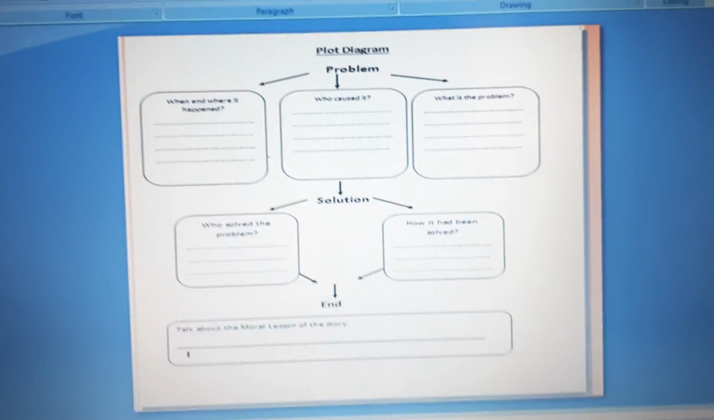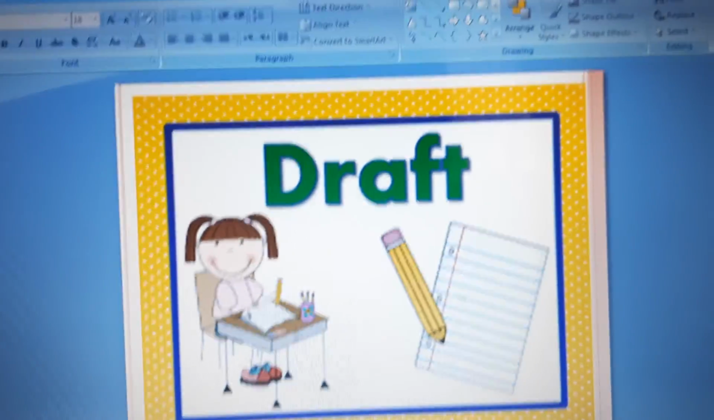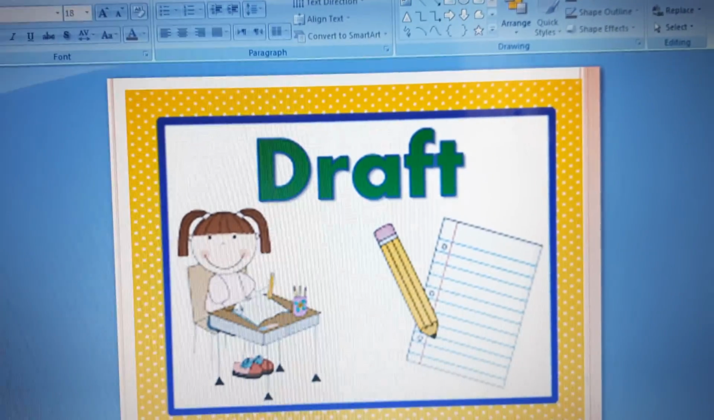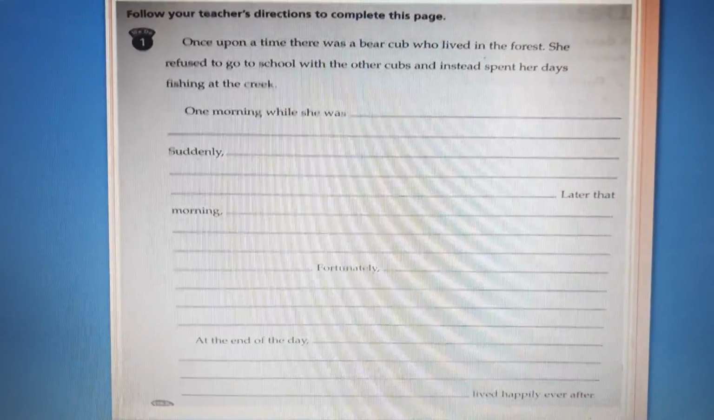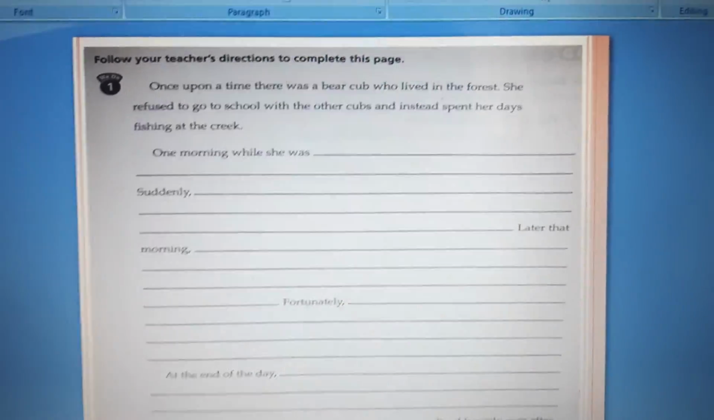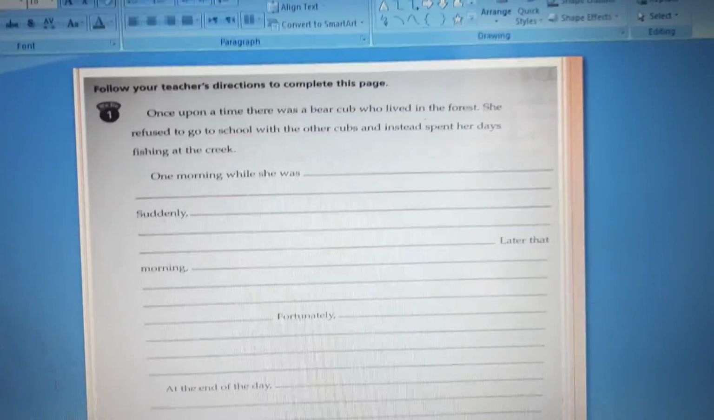Here it is, if you want to take a picture of it. Good. This is a draft. I said draft is so important. Okay, here, this is a draft. You can write your own draft, it depends on you.